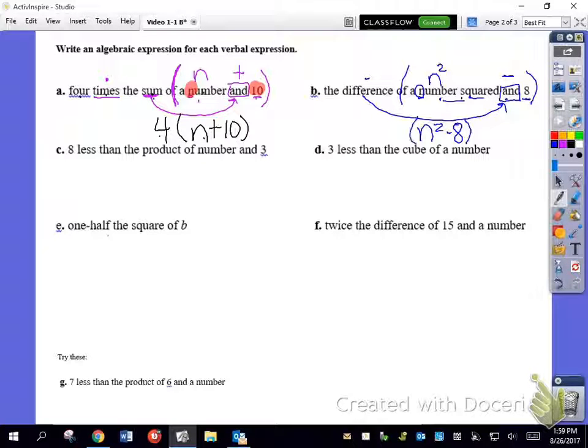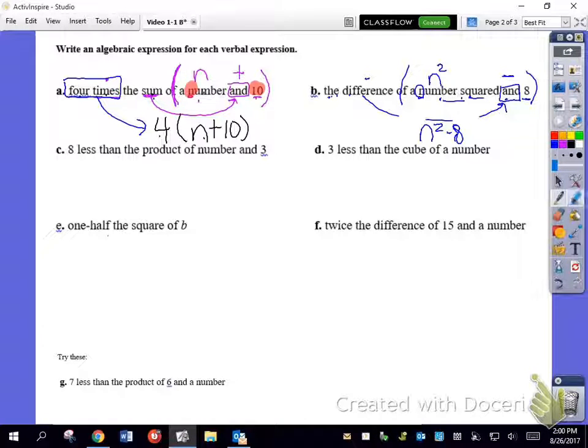Now I can put parentheses around that. Is there anything in front of the word difference? See, over here I had the 4 times in the front. Do I have anything in front of the difference? Nope. So I don't have anything in front. So if you want to remove the parentheses, you can. So you can either say n squared minus 8. If you're not sure, you can always put the parentheses on there, and that is all right. They're not necessary because there's nothing in front. Okay? So n squared minus 8.